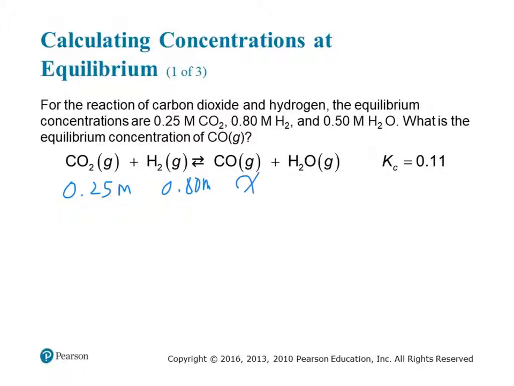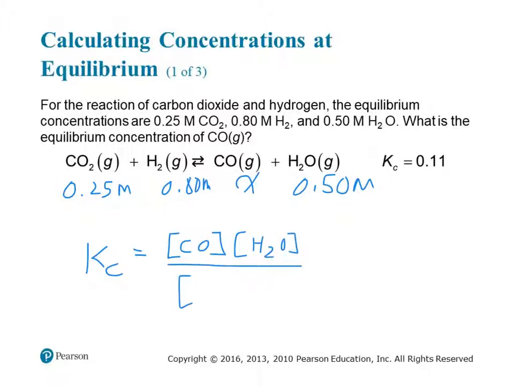They didn't give me that, so I'm going to make that X and 0.50. So those are my equilibrium concentrations. So once I have those organized, next thing I'm going to do is write my equilibrium constant. Products over reactants. So I've got the concentration of carbon monoxide times the concentration of water over the concentration of carbon dioxide times the concentration of hydrogen gas is equal to 0.11. Now I'm going to substitute in the numbers they gave me.